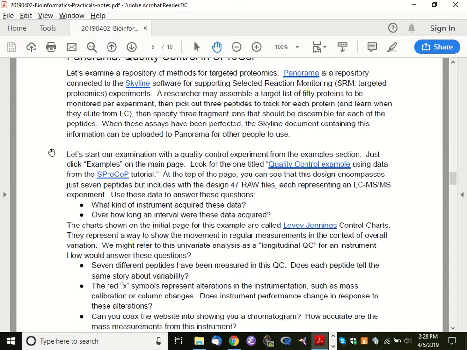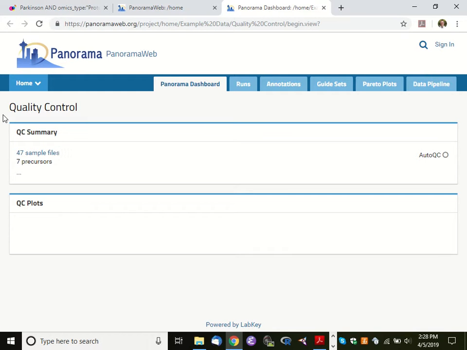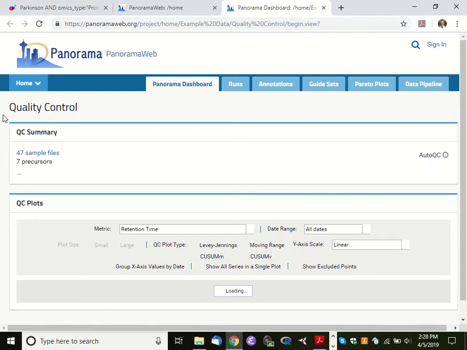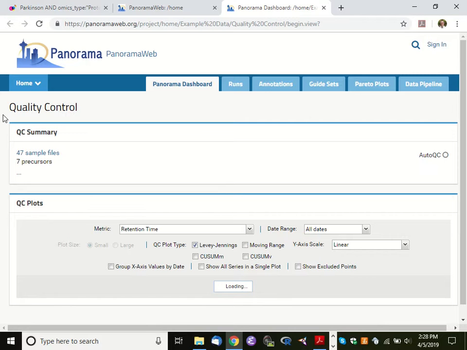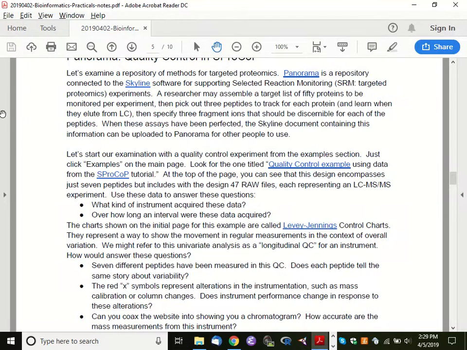Okay, great. So we are going to go to a quality control example using data from the SPROCOP tutorial. People have created software just for doing quality control in the context of these experiments. Hopefully the link is still live. What's going on here? Okay, great. Now we have a series of questions that we wanted to ask about these. So while that loads, I'm going to take a look at this.